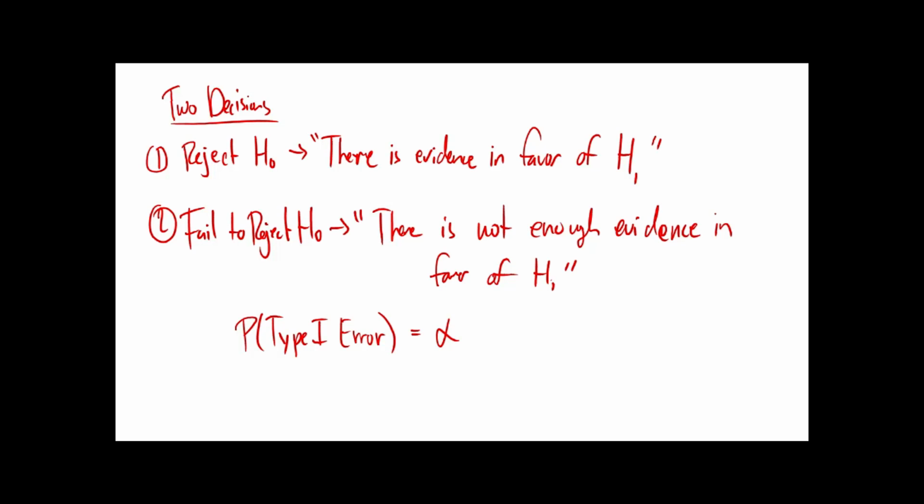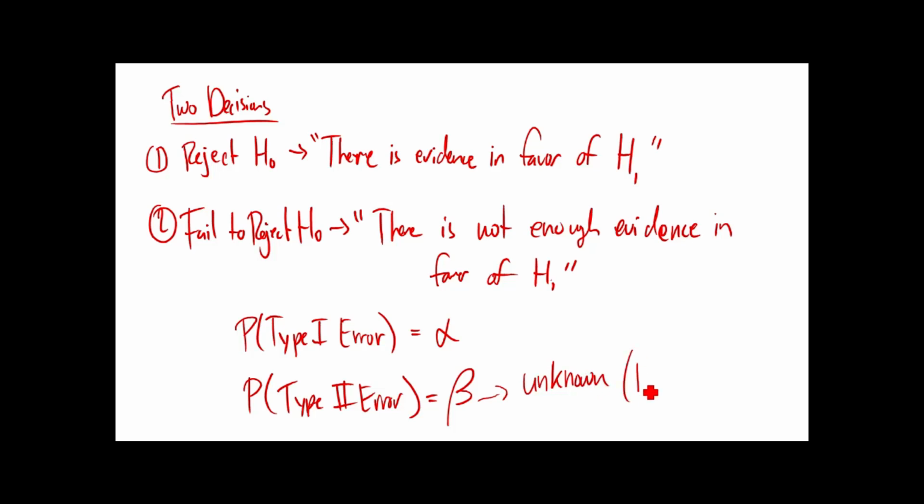So if we reject the null hypothesis, then we have a known quantity. We know how likely it is that we created a type 1 error. But we don't say that we accept the null hypothesis. We just say we fail to reject it, because this type 2 error, which your book calls beta. So you call alpha the probability of type 1, and they call beta the probability of type 2. The problem is that this is unknown, and it changes based on your sample size.